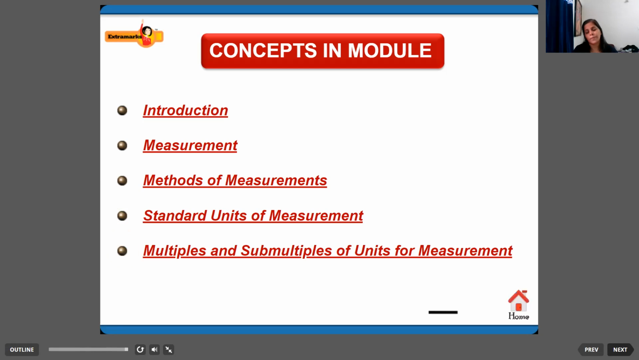In this chapter, we are going to study about the definition of measurement, different methods of measurement, standard units of measurement, why there is a need of a standard unit of measurement, why it is worldwide valid, why we are using the standard unit of measurement. We will also study about multiples and submultiples of units for measurement.